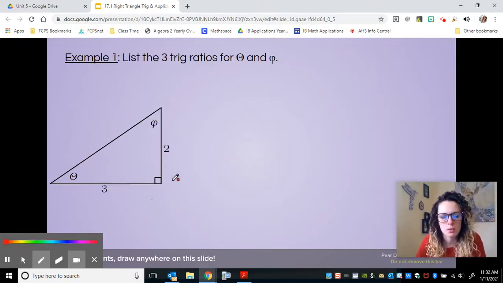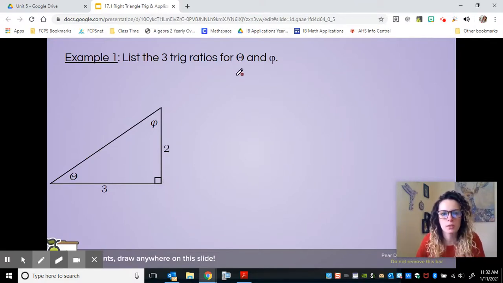All right, so let's put some actual numbers to the sides. In example 1, we're listing the three trig ratios for theta and for phi. Same kind of deal as the last slide, except now we actually have numbers for our side lengths. At least we have numbers for two of our side lengths. And what I noticed first is I don't have a hypotenuse. So if I remember, for all right triangles, I can use the Pythagorean theorem, which says a squared plus b squared equals c squared. Now a and b, it doesn't matter which one you use. It's just that c has to be the hypotenuse.